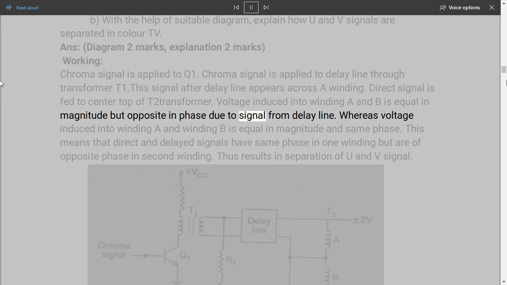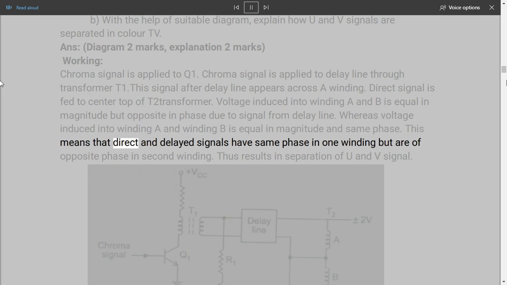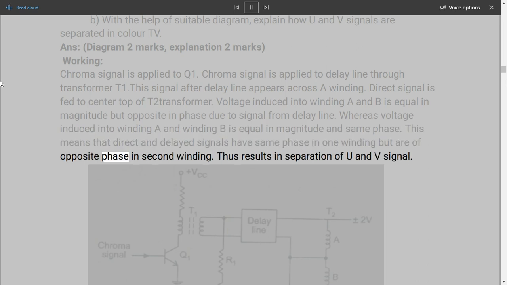Whereas the voltage induced into winding A and winding B from the direct signal is equal in magnitude and of the same phase. This means that the direct and delayed signals have the same phase in one winding, but are of opposite phase in the second winding. This results in separation of the U and V signals.